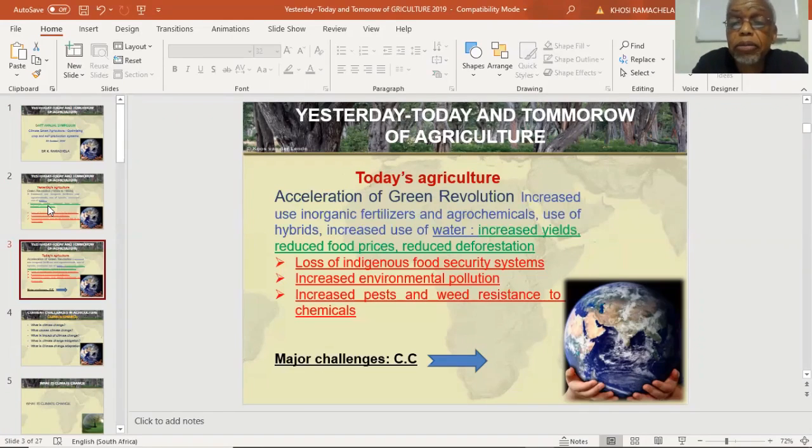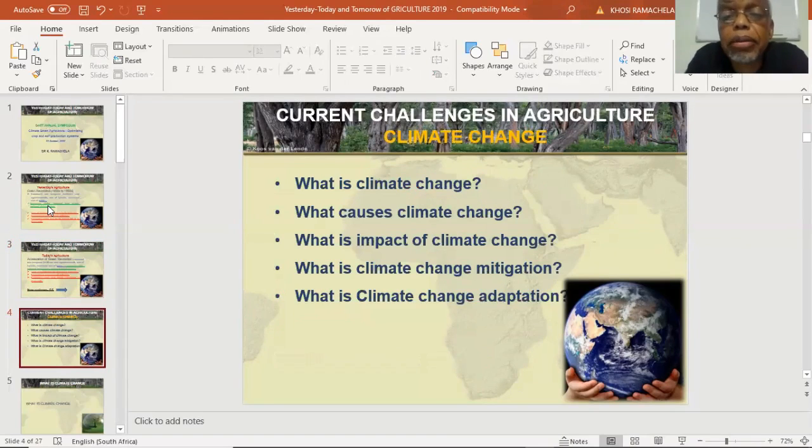There's increased environmental pollution, and that resulted in the loss of fresh water, be it for drinking, for agriculture, for sustenance of life. There's continuously increased pest and weed resistance to chemicals. And currently we're also facing climate change, which exacerbates the above negative impacts of the Green Revolution. Then what are these current challenges?